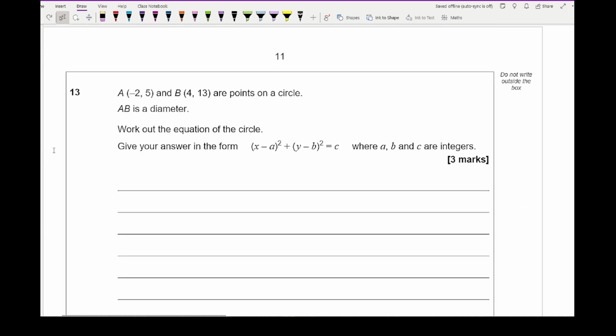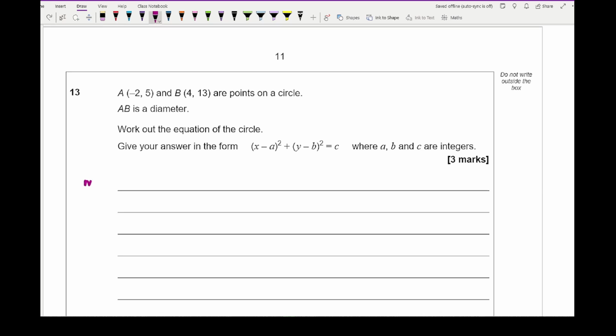Moving on to question 13, it says that A is at minus 2,5, B is at 4,13, are points on a circle. AB is the diameter. Work out the equation of the circle. Give your answer in the form of x minus a squared plus y minus b squared equals c, where a, b and c are integers.